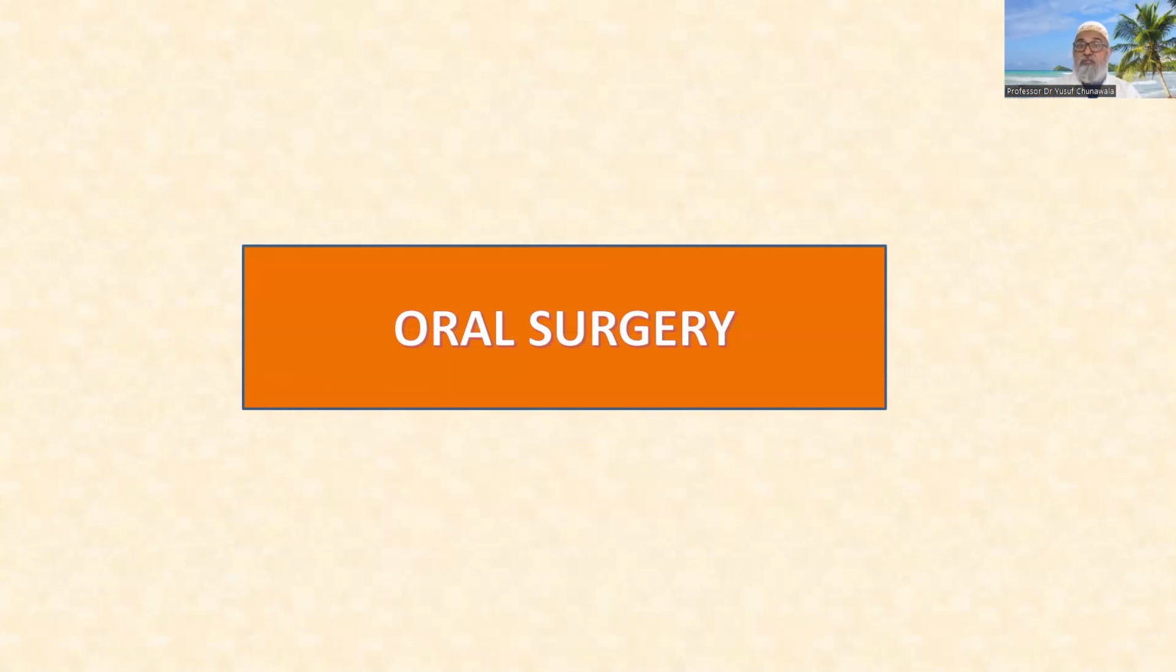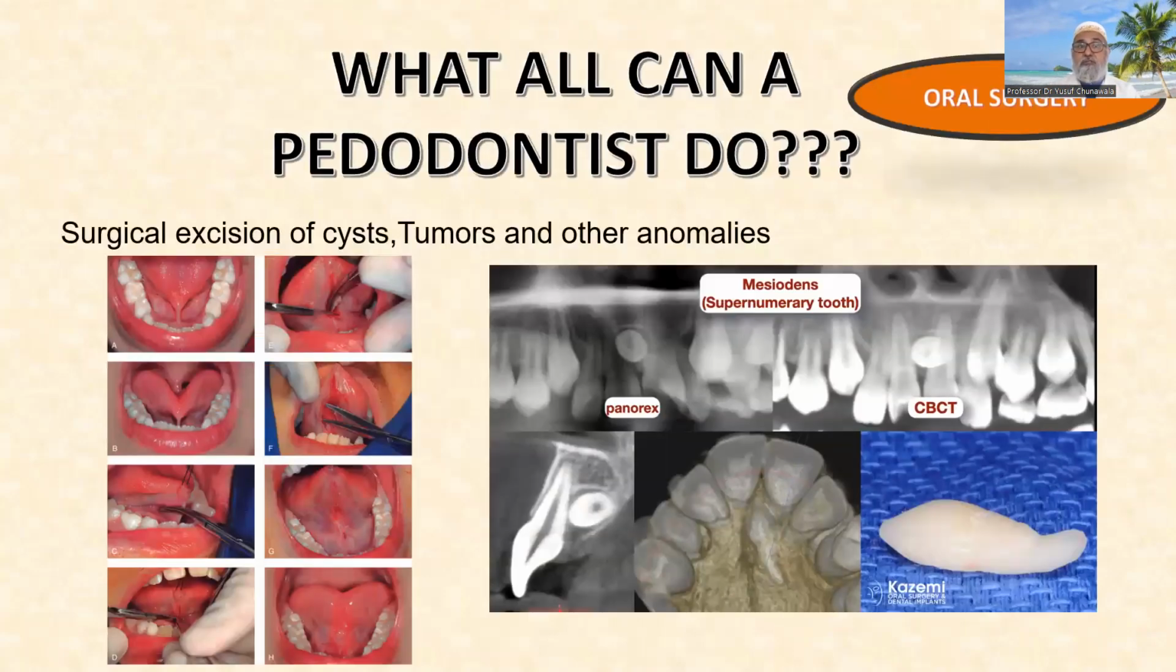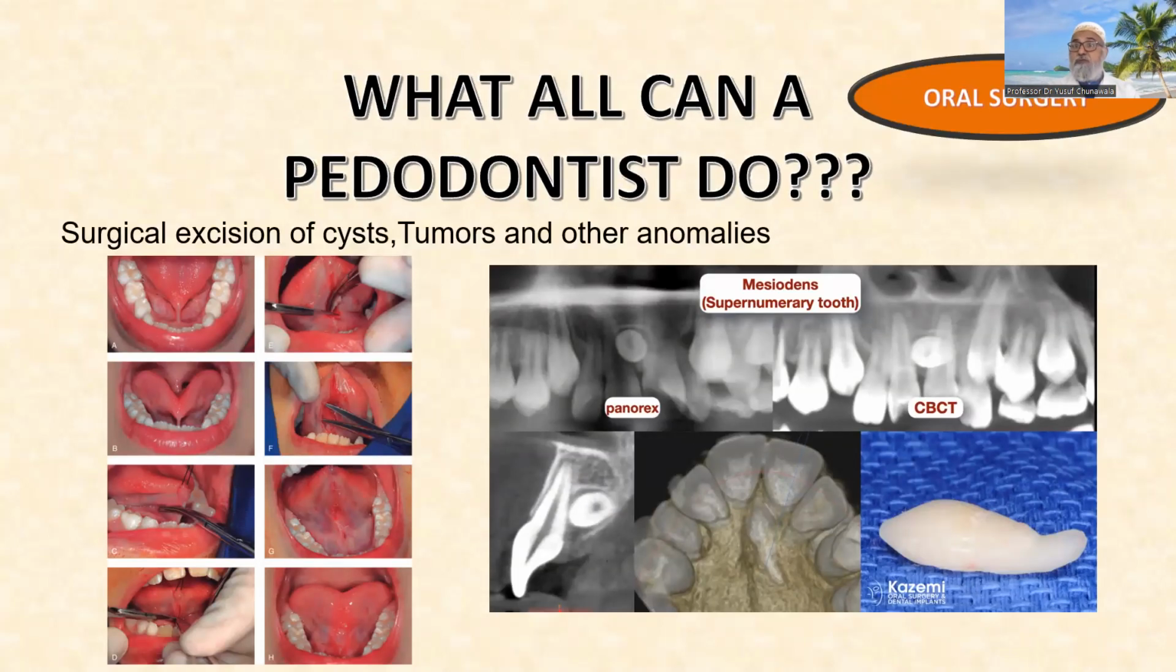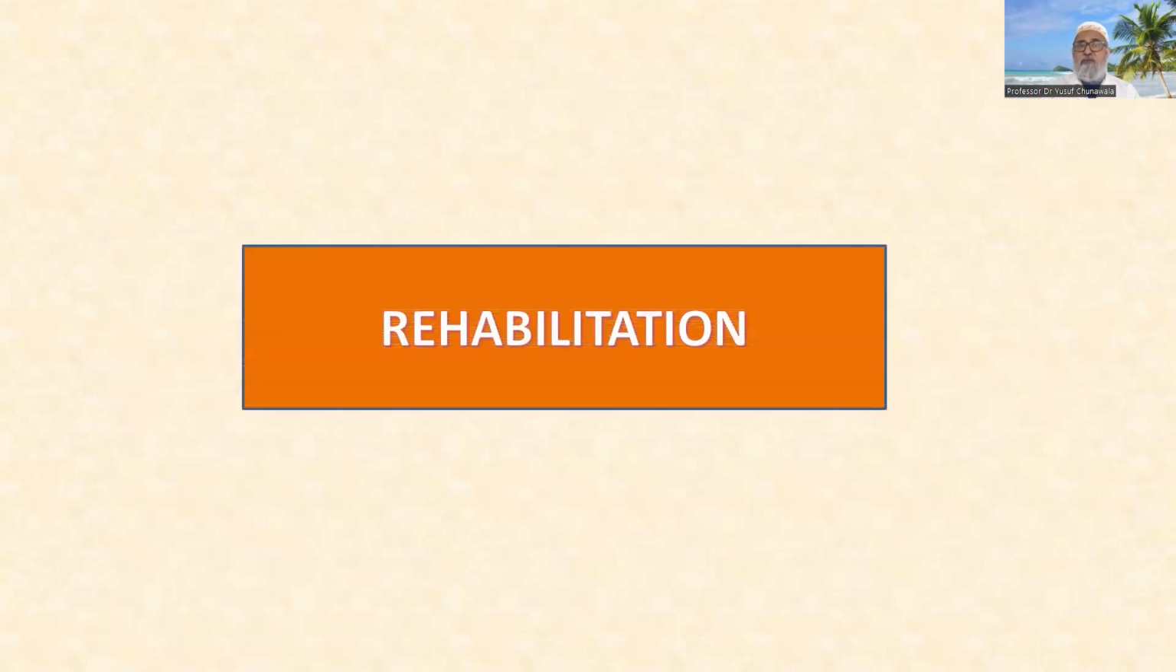Then you have oral surgery. Many people want to become an oral surgeon, but unfortunately, for various reasons, they are unable to get into oral surgery. So as a pediatric dentist, is there any oral surgical work? Lots of oral surgical work is there. Excision of cysts, tumors, and other anomalies. There is something called a supernumerary tooth, mesiodens, and a variety of things that require surgical intervention.